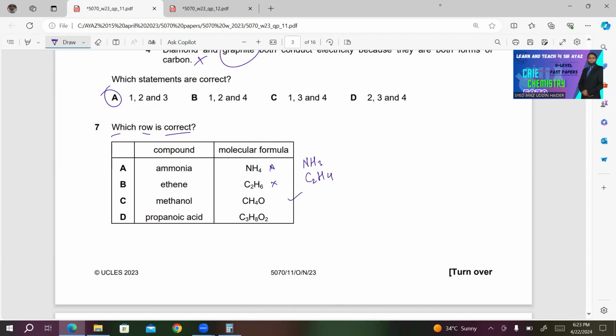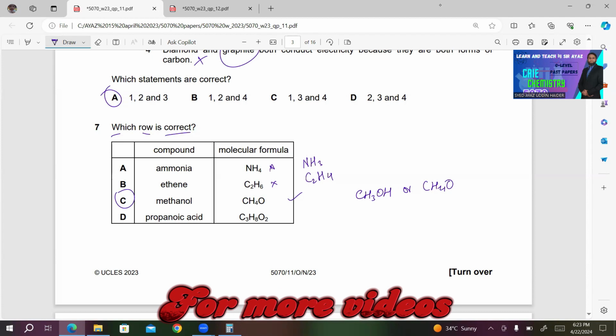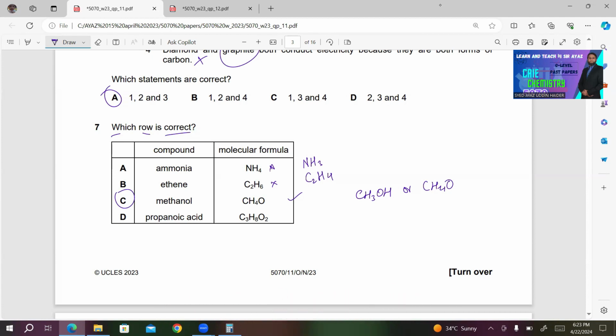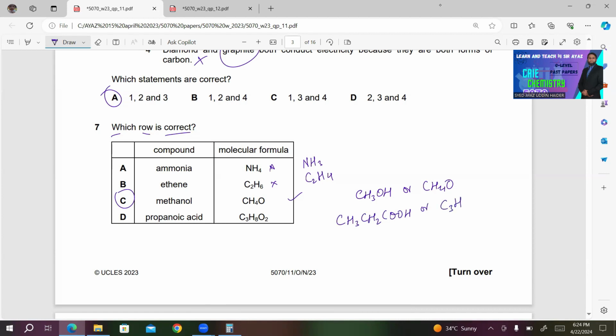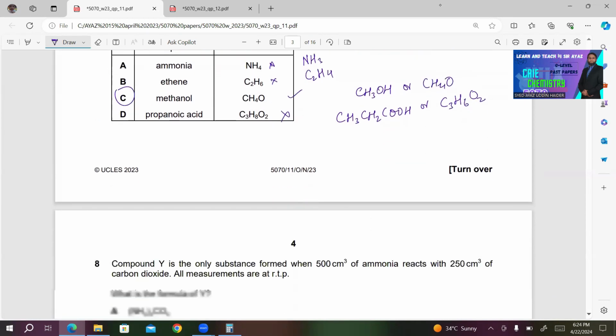This is correct because for methanol, the formula is CH3OH or CH4O. So this is the right one. So this must be the right answer. For your convenience, I am reading the last choice also. Compound propanoic acid, molecular formula C3H8O2. There will be 3 carbon atoms in propanoic acid. The structural formula must be CH3, CH2, COOH, or 3 carbon C3, H 3 plus 2 plus 1, 6, O2. So this is incorrect. So C must be the right answer for number 7.